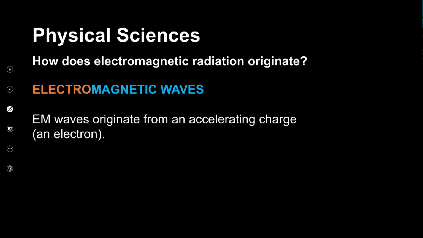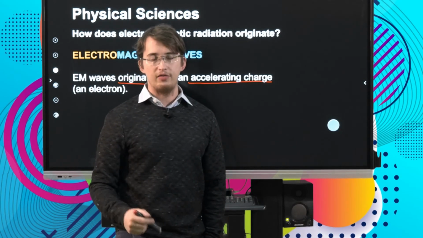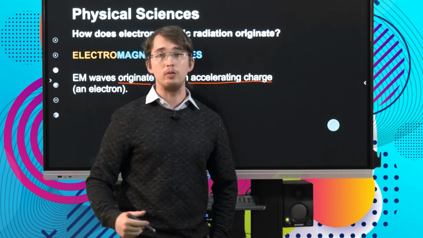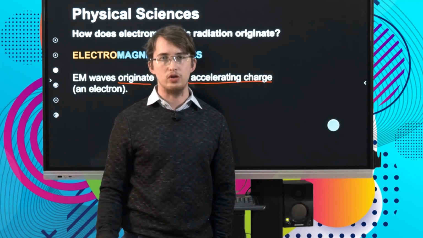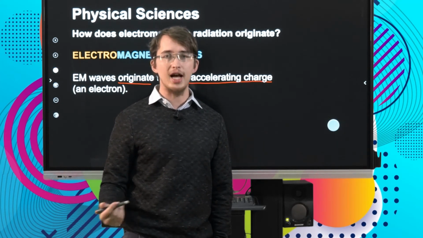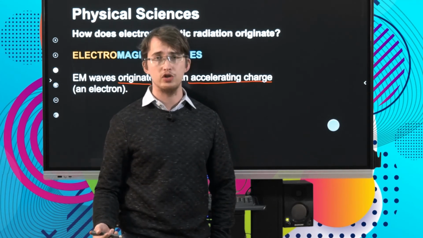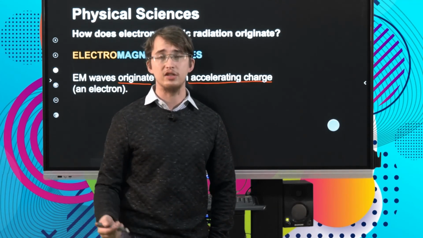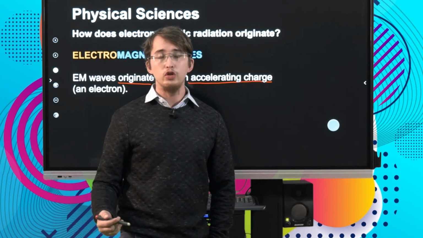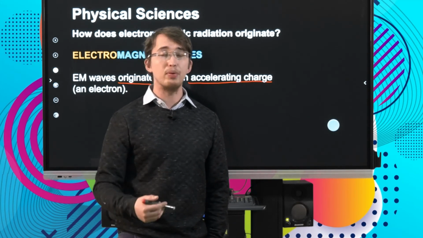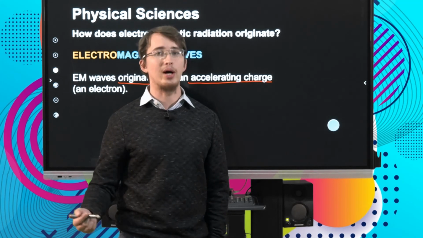But where do these electromagnetic waves originate from? Well, they originate from an accelerating charge. Now, in our investigation of the realms of physics and chemistry, we've only seen two types of charged particles: protons, which have a positive charge, and electrons, which have a negative charge. Now, you can imagine that getting to a proton trapped inside a nucleus can be quite difficult.